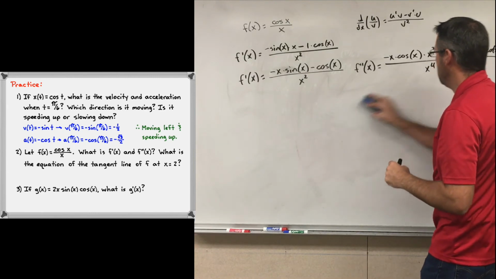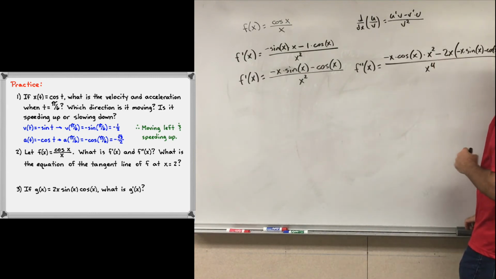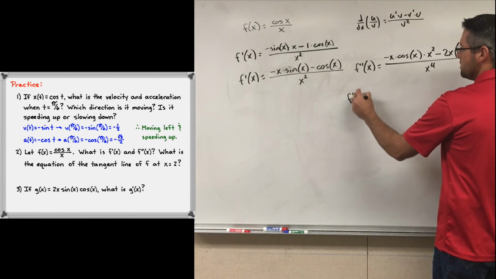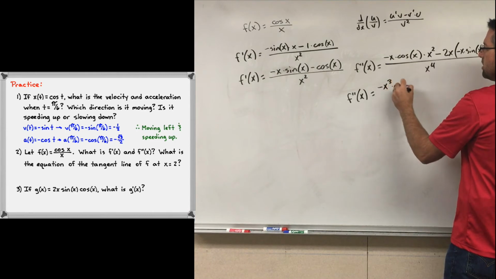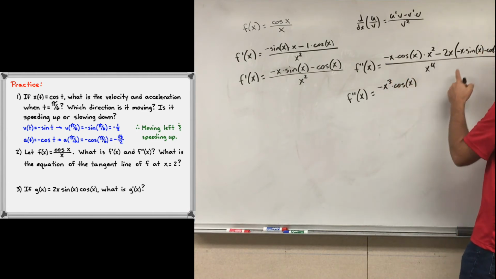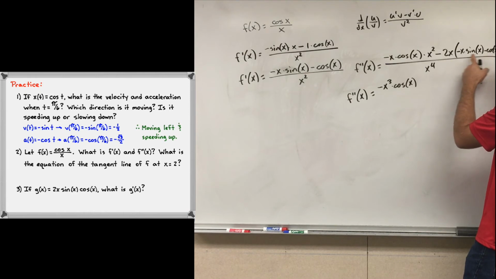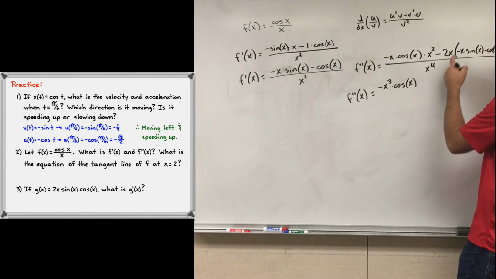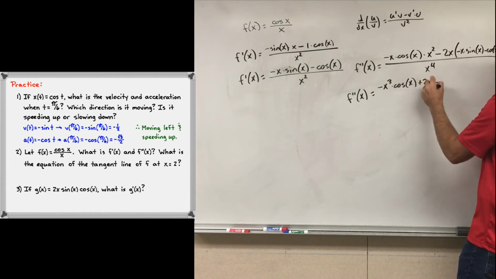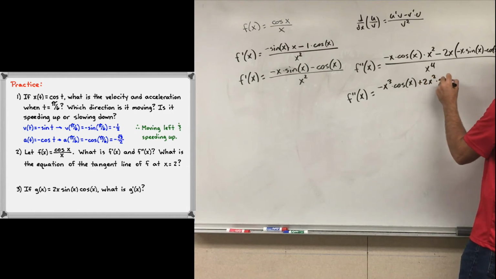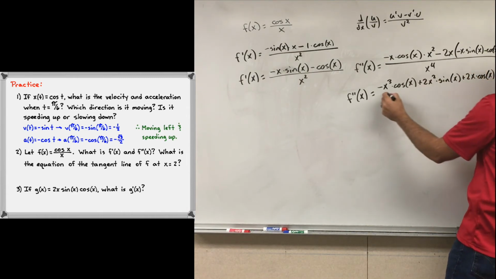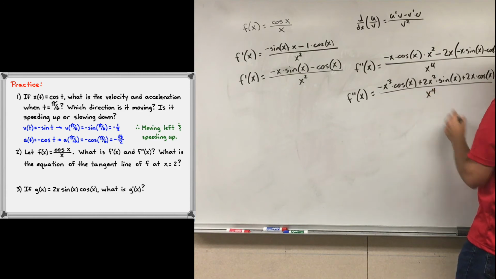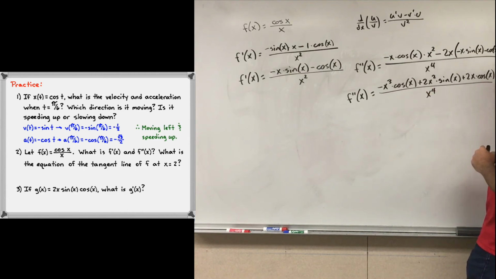Okay. Can I simplify that any more? Maybe a little bit, so let's go ahead and do that so we can see it clearly. x times x squared is negative x cubed times cosine of x. And then here, I've got maybe some distribution to do, so I'm going to get plus 2x squared times sine of x plus 2x times cosine of x. So I distributed that negative 2x, all over x to the fourth. Whew, boy, this is a lot.